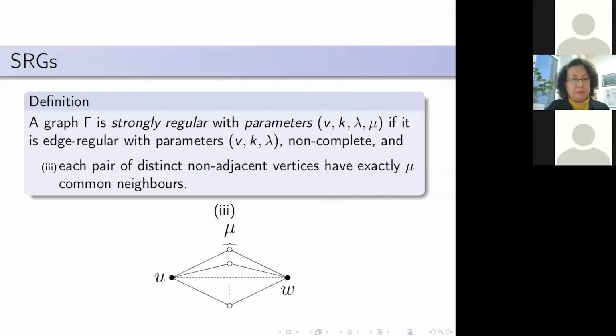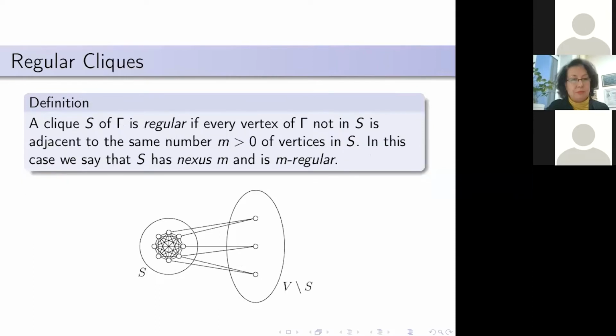neighbors. And a clique is regular if every vertex outside of the clique is adjacent to the same number, which I will denote instead of v as m, of vertices inside the clique. And m is called the nexus of the clique. The clique is called m regular.